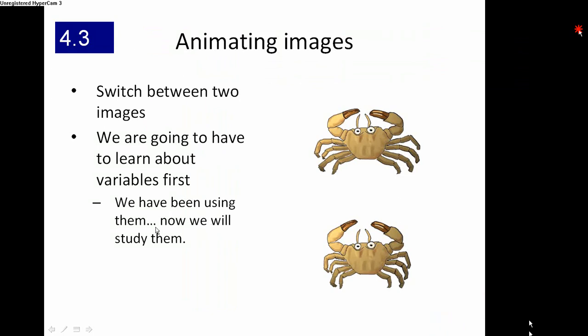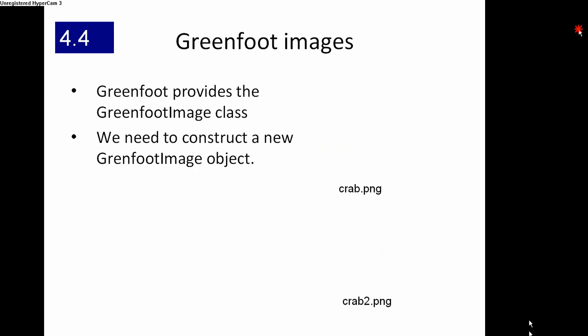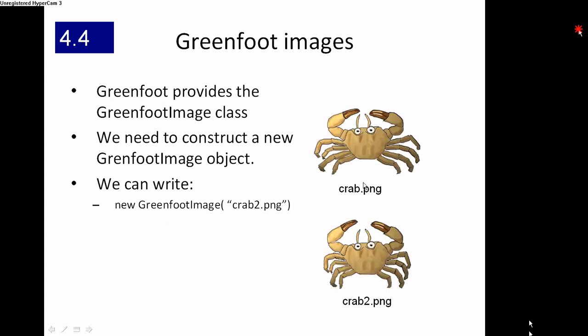We have been using variables a lot, but now we're going to study them. So we're going to work on variables a little bit. Greenfoot provides the GreenfootImage class. Basically you have this class, or object, and objects that hold pictures. We need to construct a new GreenfootImage, so we could do something like this: new GreenfootImage("crab2.png"). Okay, and so we have the 2 images there.